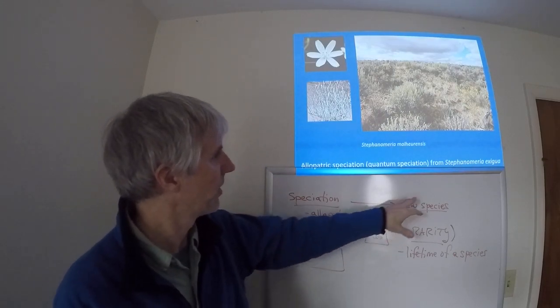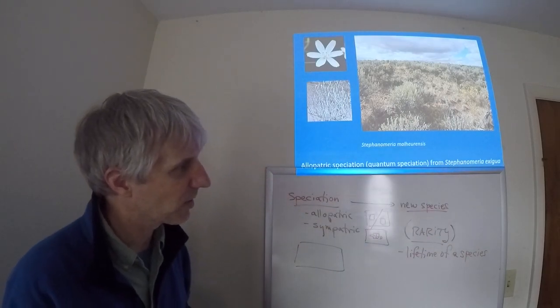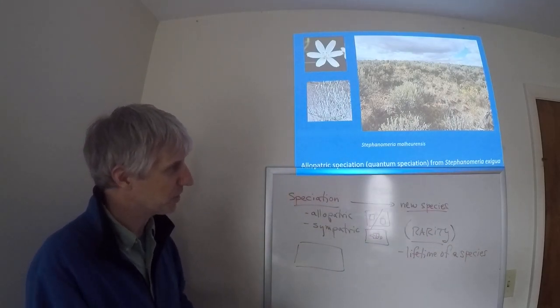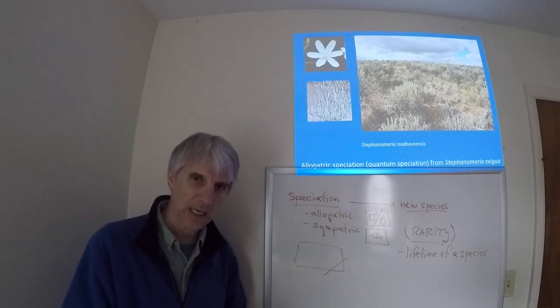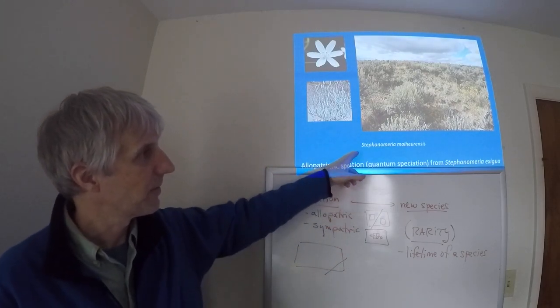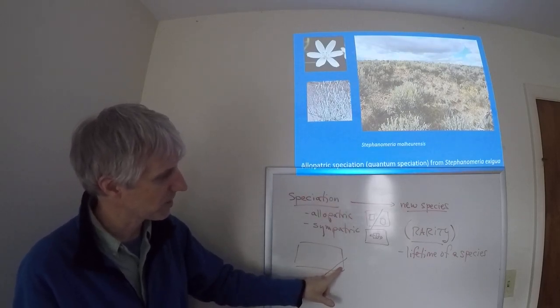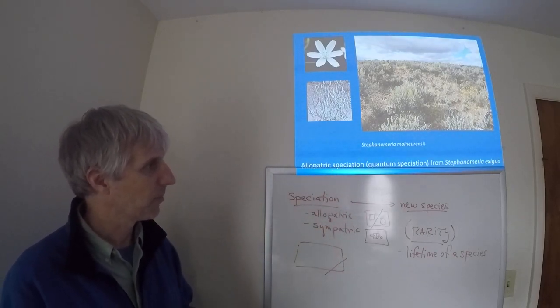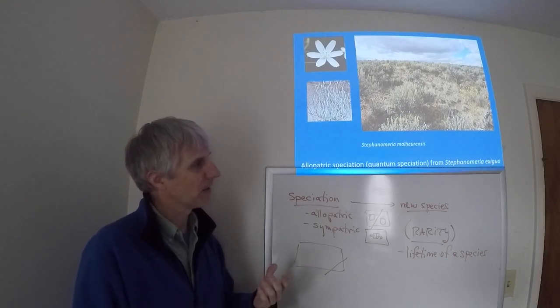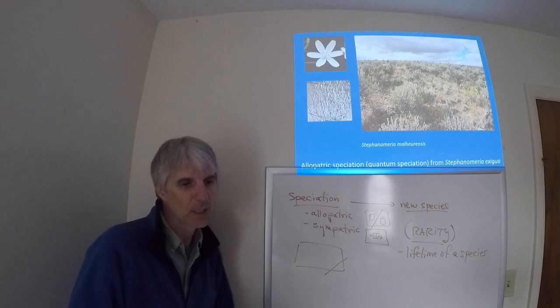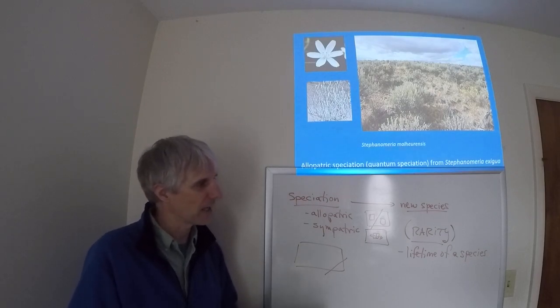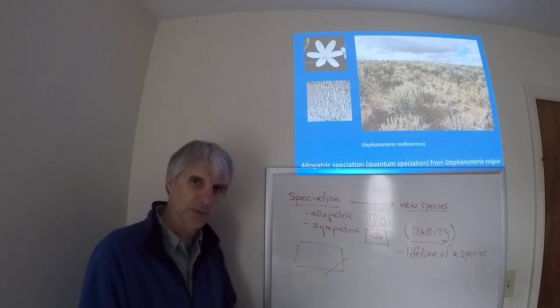And somehow this little piece of Stephanomyria exigua got separated from a very, very tiny population. And this tiny population that was separated underwent allopatric speciation. There are multiple types of allopatric speciation. We don't cover those in ecology. If we had a nice evolutionary biology class, we would talk more about these.